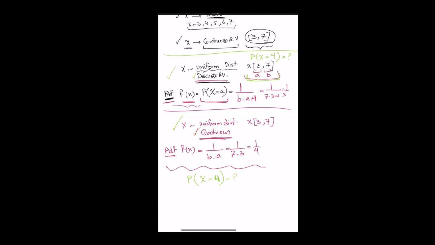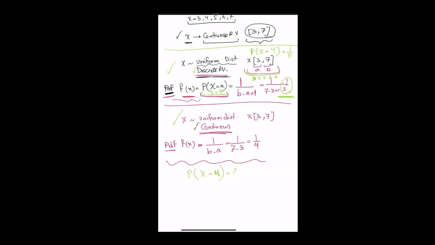First, give me the answer for the discrete random variable. What is the probability of x equals 4? 1 over 5, because all these possible values that x can get, 3, 4, 5, 6, 7, all these 5 values, have the same probability. All of them are going to be 1 over 5. They have the same probability of happening.